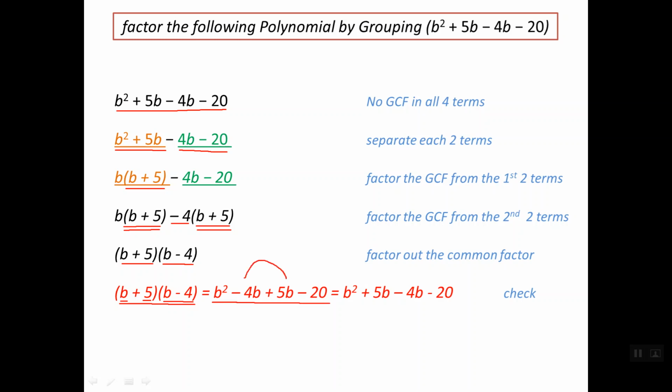If you switch the location between the second and the third terms, we have b squared plus 5b minus 4b minus 20. So we have the same as the original polynomial. So our check is correct. That's all about the factoring of a polynomial by the grouping.